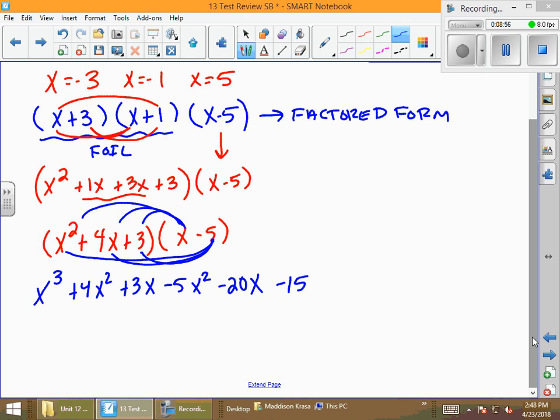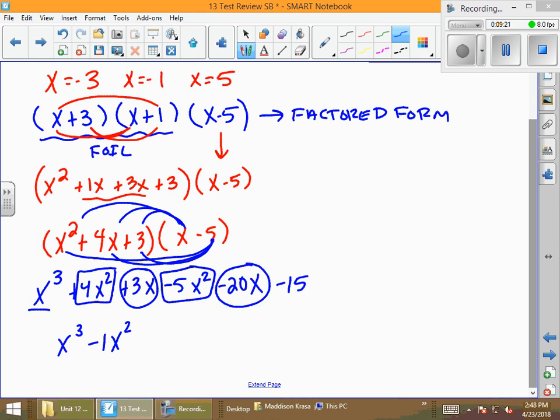From here, we're really close to standard form. We just have to combine like terms. So the x cubed is all by itself. And then our 4x squared and our -5x squared, we can combine those. 4 minus 5 is -1, so it'd be a -1x squared. And then our x's, we have 3 and -20. 3 minus 20 is -17x. And then that -15 at the very end. And that is our standard form.